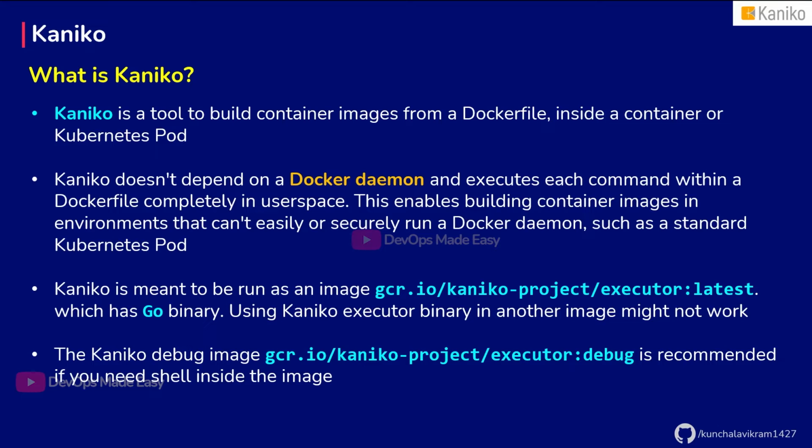Now Kaniko is meant to run as an image. The way Kaniko builds your container images from the Dockerfile is by using an image known as the Kaniko executor. This is the name of the image. Basically this image has a Go binary that is able to build your container image from the Dockerfile. But if you try to use this Kaniko executor binary inside any other image, it may not work as expected. Kaniko also has another image, the debug image, which has a shell built in. So if your build container requires a shell, you can go for the debug image.